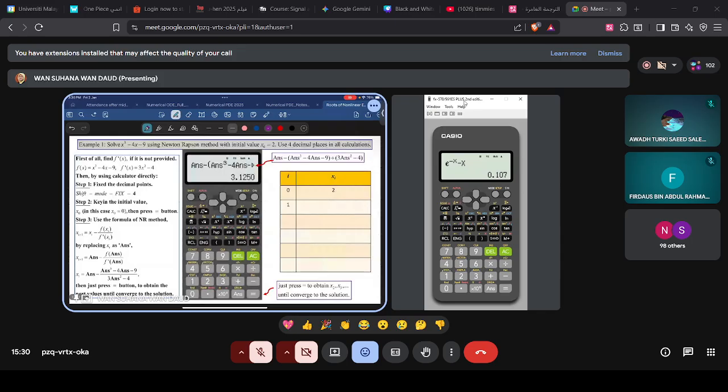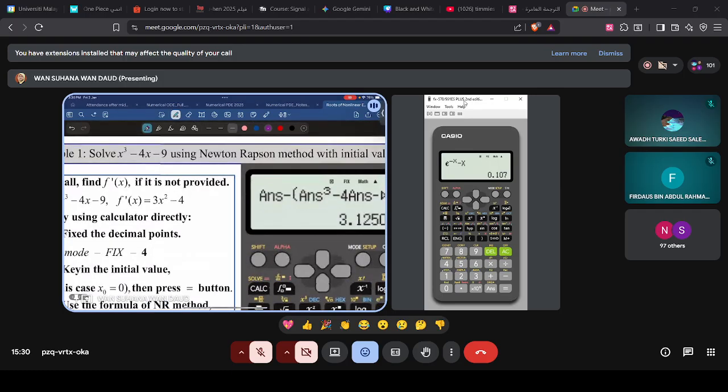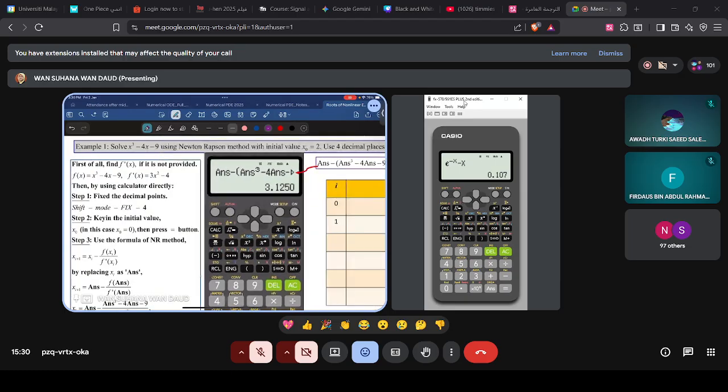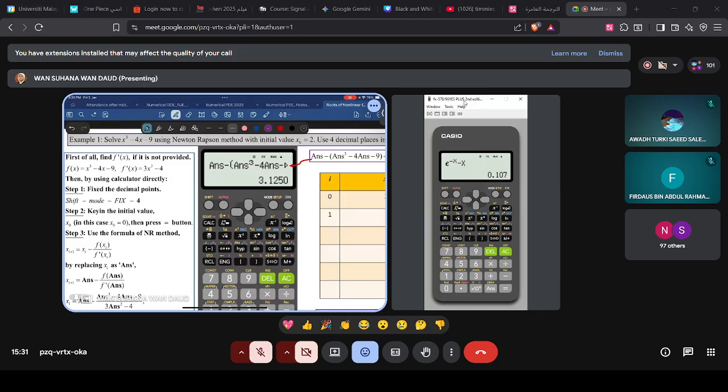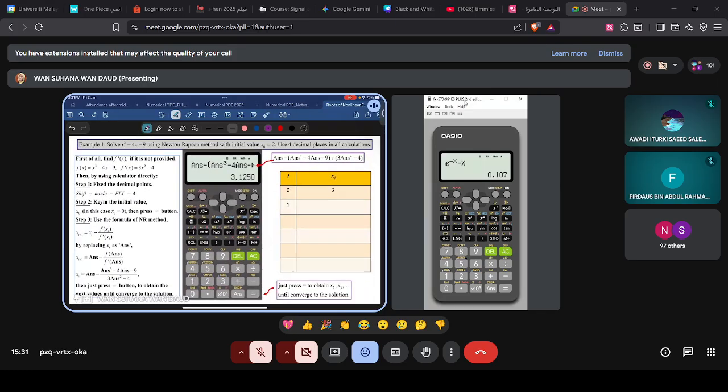Okay, let's move to the first example. Hopefully everyone is clear with the information given in the slide. We are going to solve x cubed minus 4x minus 9 using Newton-Raphson method, and the initial value is given, x0 equal to 2. Use four decimal places in your calculation. Okay, I'm going to use the calculator directly. First things first, we fix the decimal points. The decimal points required by the question is 4 decimal points.